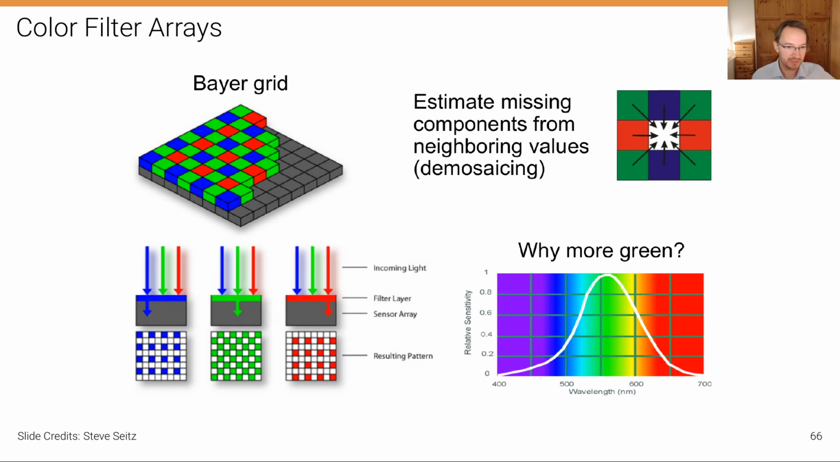Here's another illustration where you can see the little photosensitive elements of a CMOS chip, and you can see the filters that are put on top of these chips and that let only certain light pass. Now, why are there more green pixels in this array than red or blue pixels? The reason is that we are more sensitive to green colors, and that's why we put more of the green pixels onto this array.